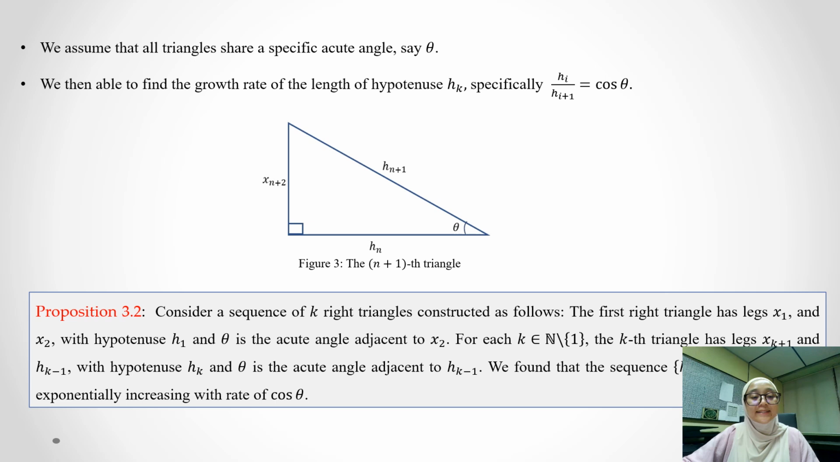The finding is given in this proposition, where we found that the sequence H1, H2, up to Hk is sub-exponentially increasing with a rate of cos theta.